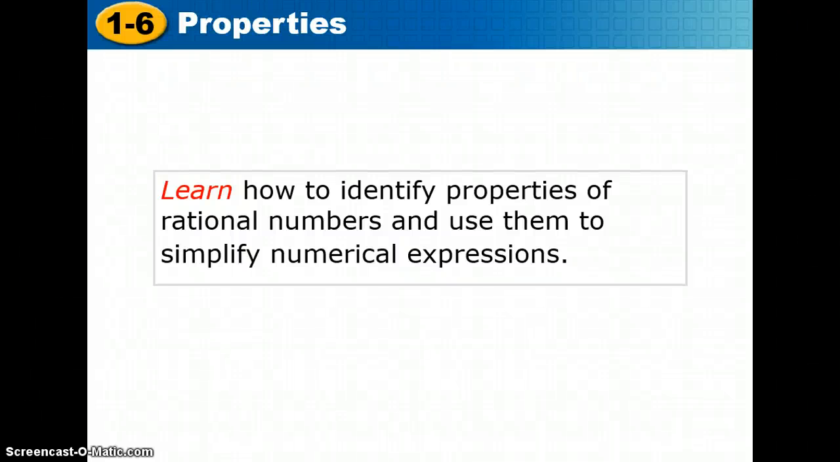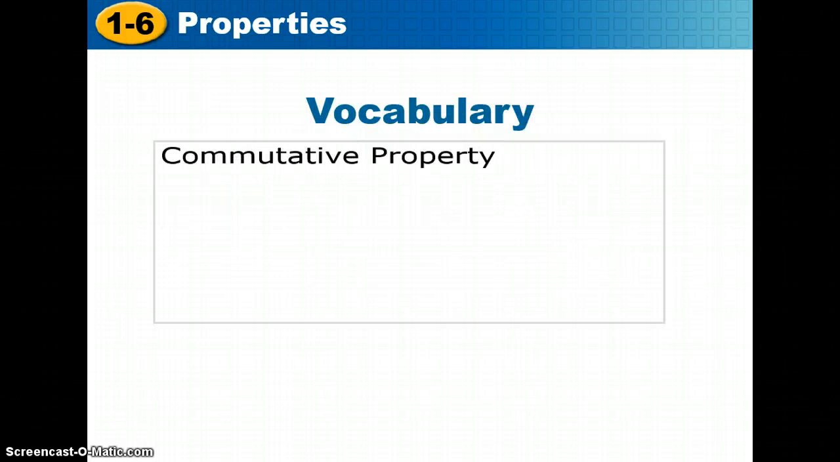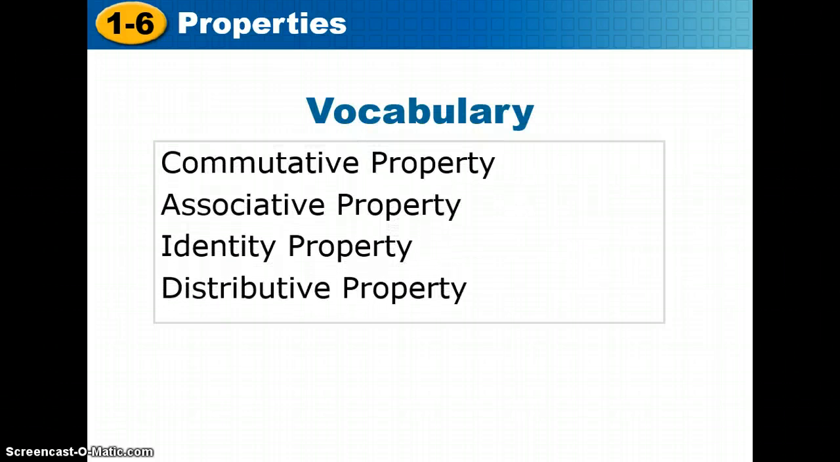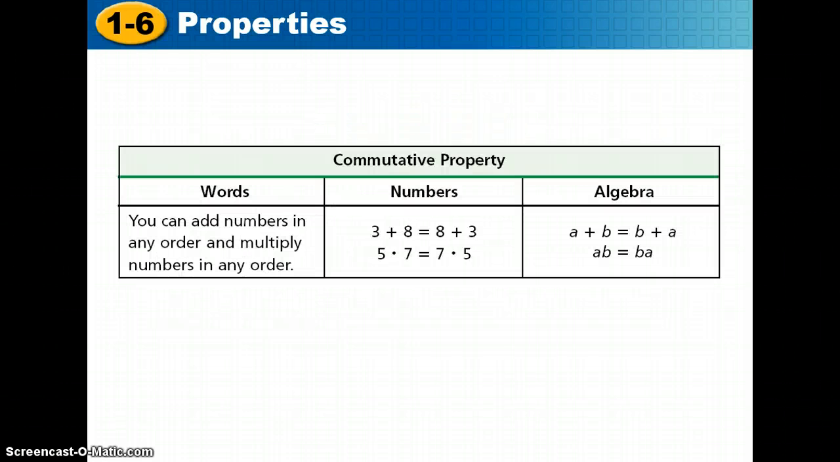Hi guys, today we're going to review the properties, and in this lesson you're going to learn how to identify the properties of rational numbers and use them to simplify numerical expressions. And the properties we're going to be talking about are ones that should be very familiar to you: the commutative, associative, identity, and distributive property.